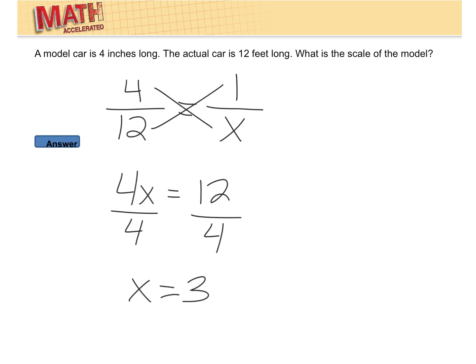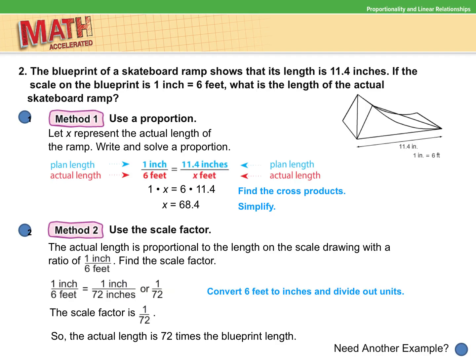A model can be a blueprint of something. It can be a statue of something else. It can be a map. Distance, anything. Questions on finding the scale? So your scale is always going to be your ratio equal to 1 over x. Now let's talk about scale factors.